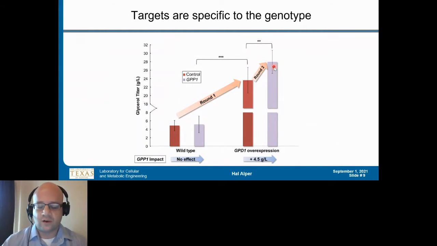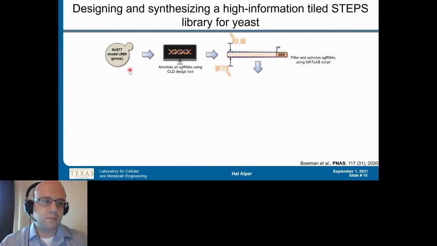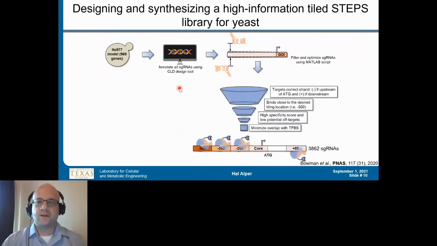So we started thinking about how we can expand this idea. That was our individual work, where we looked at a specific pathway, designed these guide RNAs, and went through this targeted approach. So we wanted to see if we can synthesize a high information tiled STEPS library for yeast. In doing so, we went to the stoichiometric model for yeast, found and designed guide RNAs for all of our major coding regions within this metabolic model, and developed a script to go through and find tiled guide RNAs that will allow us to have ranges of activation and repression.